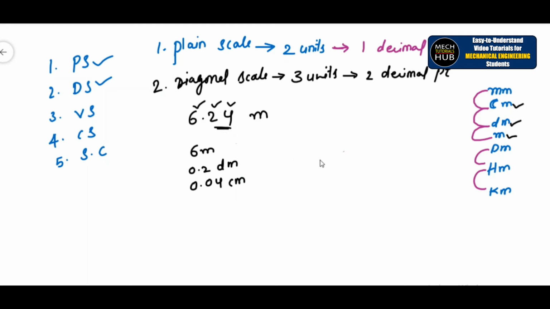Similarly, if I say 8.68 kilometers, then 8 kilometers is 1 unit and 0.6 hectometer is 1 unit, and the next unit after hectometer is decameter, 0.08. So we need to develop a scale which will read up to 3 different units. This is important. This information is very much important to understand, then only we can develop any of the scales problems.